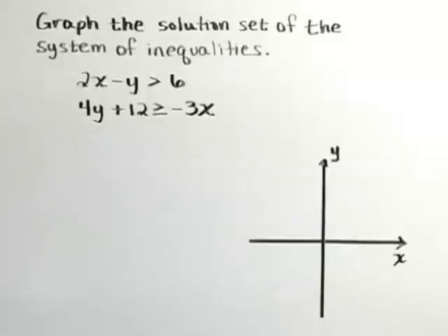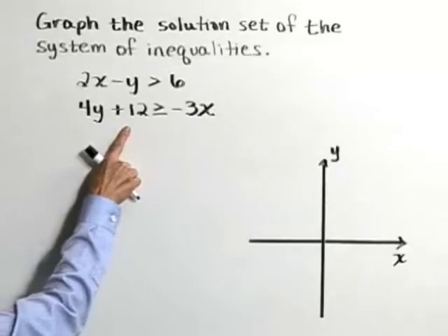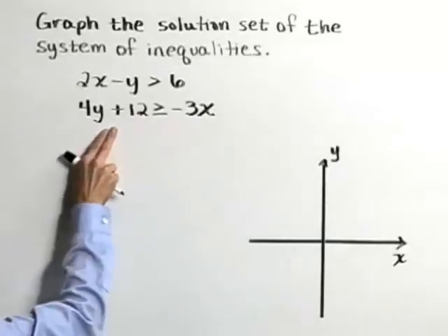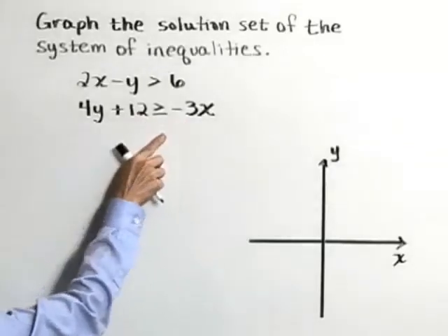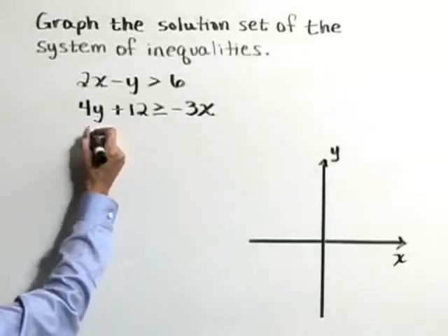Graph the solution set of the system of inequalities. 2x minus y is greater than 6, and 4y plus 12 is greater than or equal to negative 3x. I think I'm going to start out by rearranging this inequality and getting my x's and y's on the same side. So I'm going to add 3x to both sides.